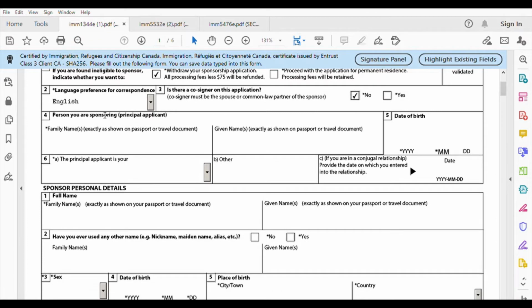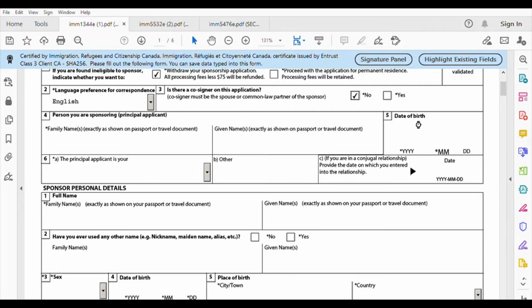Here we fill in the person you are sponsoring, the principal applicant's information. We fill in the family name exactly as shown on the passport or travel documents, and given names exactly as shown on the passport or travel documents. Here there is a very important note: given names are not just your first name. Given names are your first name, your father's name, your grandfather's name. It depends on how it is mentioned on the passport or travel documents, but the family name is your last name.